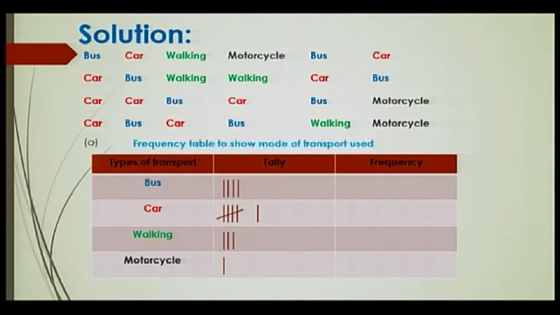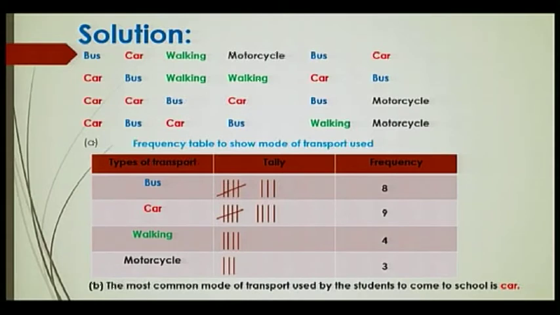Walking, car, then bus, again bus in the next column, car, bus, walking. In the last column now we have car, bus, and twice motorcycle. So now we look at the frequencies. For bus we have 5, 6, 7, and 8. For car, 5, 6, 7, 8, and 9. Walking, we have 1, 2, 3, and 4. So for motorcycle, we have only 3.